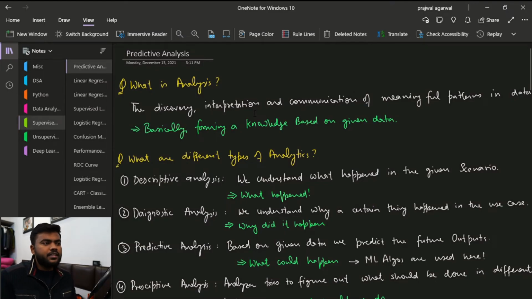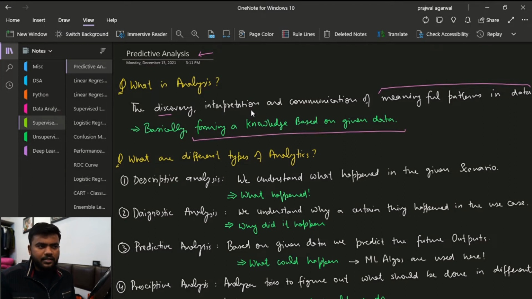Okay, so before we start with predictive analysis, the first thing that we will discuss is what is analysis of data in general. So whenever we are analyzing something, we try to figure out something from the information that we are having. Putting it in simple words, analysis means performing discovery, interpretation, communication, doing something with the information and trying to generate meaningful patterns from that particular information or data. Okay, so basically forming some sort of knowledge based on given data is what we call analysis.